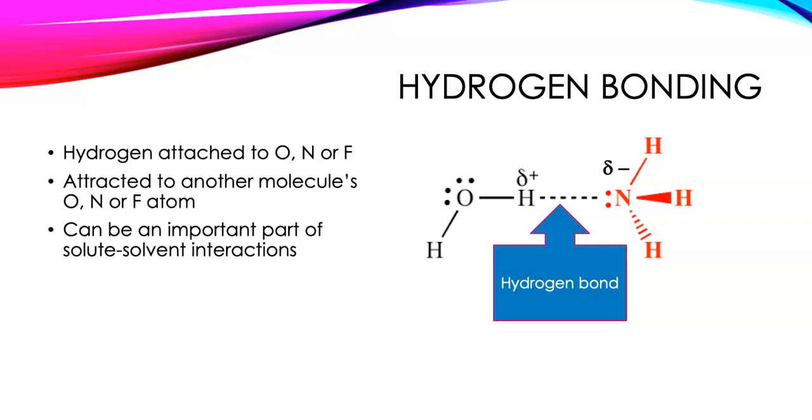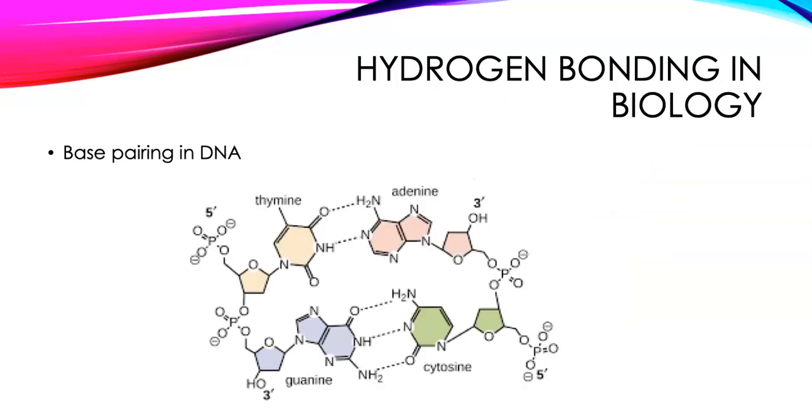You need to know this definition, and you need to be able to look at a formula and decide if this species could participate in hydrogen bonding or not. Make sure you draw that Lewis structure first, because just because there's a hydrogen atom in the formula doesn't mean it's attached to the oxygen, nitrogen, or fluorine. Very important in biology, base pairing in DNA: the anti-parallel strands of DNA are held together by hydrogen bonds between the base pairs.